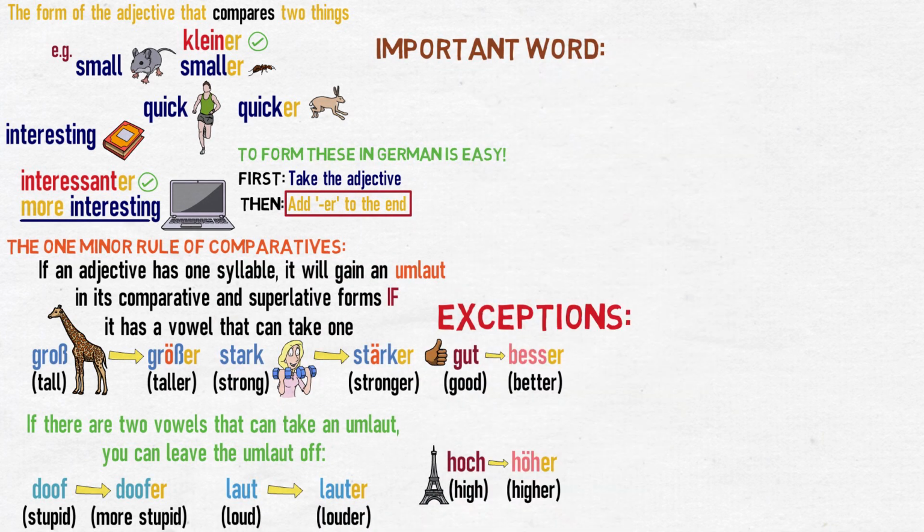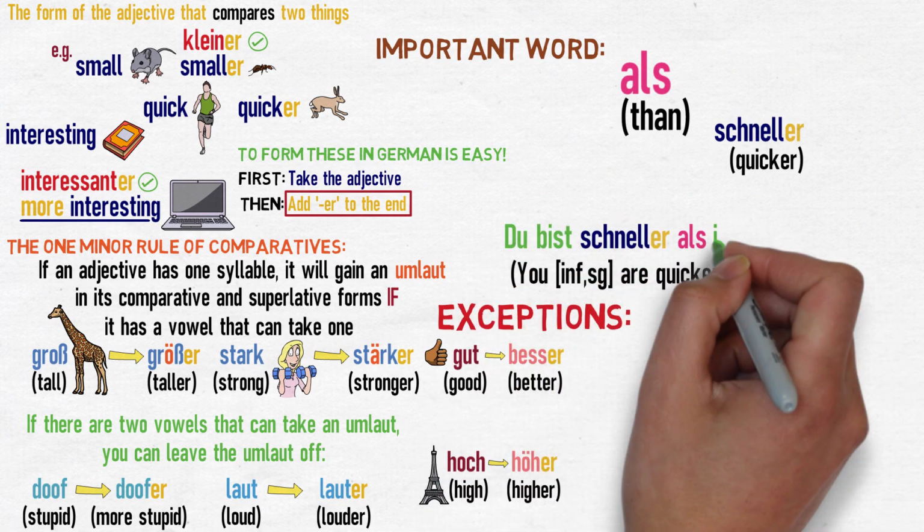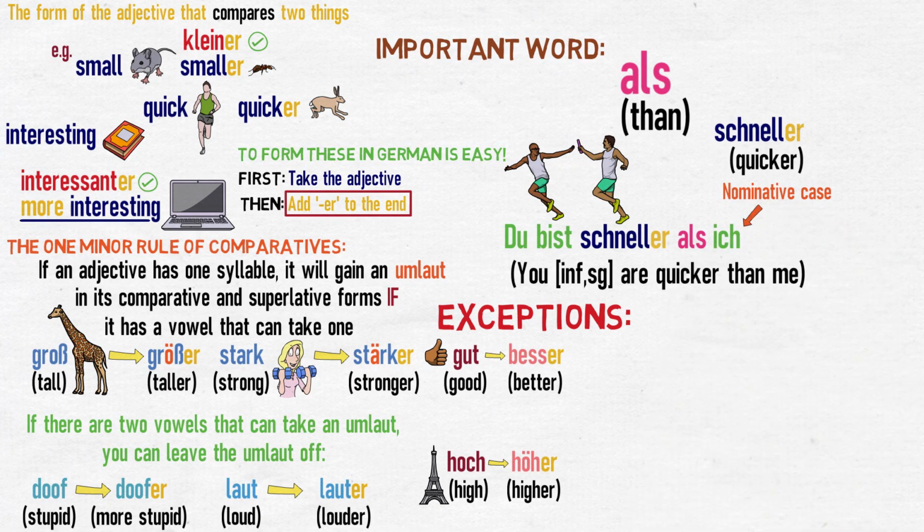Another important word to know is als, which here means than. Quick in German is schnell, so quicker is schneller. You are quicker than me would be du bist schneller als ich. Notice that we use the nominative case here, ich rather than mich.